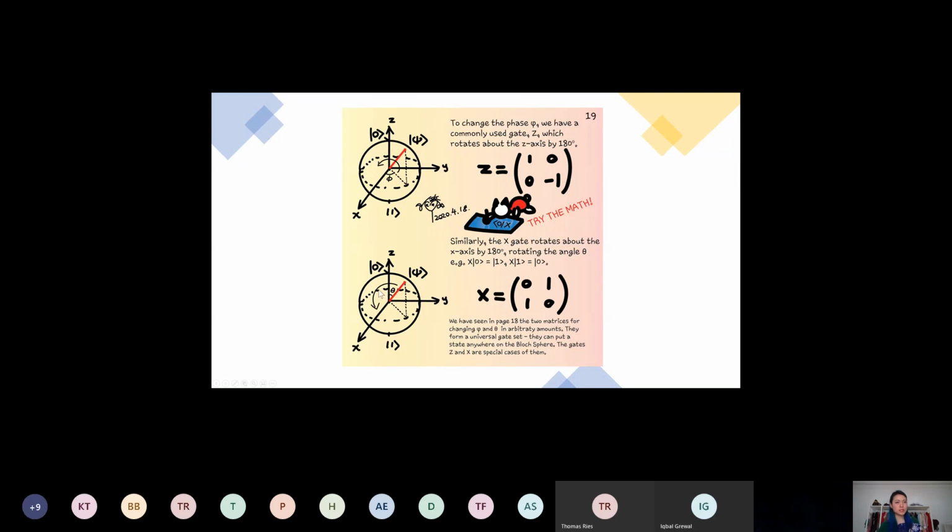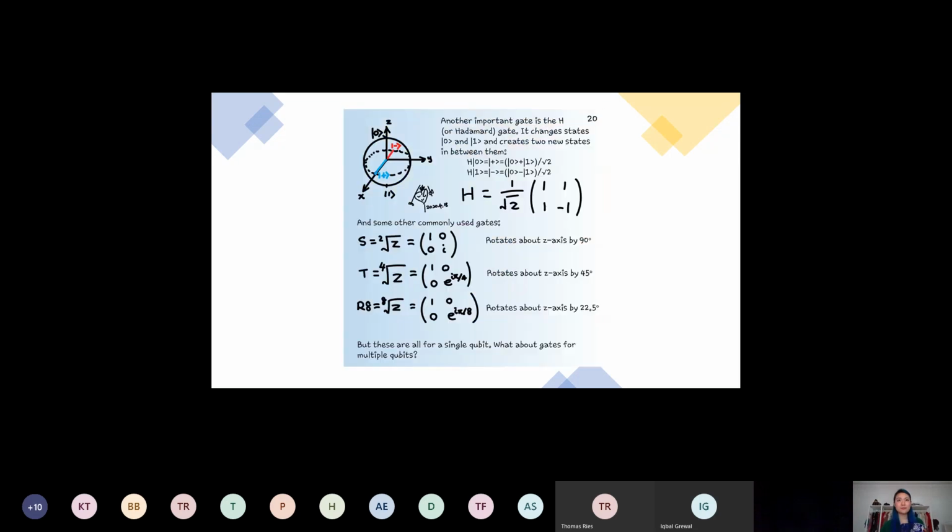We can also rotate x, which is changing theta, and that is by this X gate. So these are just two of the very commonly used gates that are rotating around the axis. And you say, oh, how do I rotate around the y-axis? Turns out that you can actually do that by combining Z and X. So you actually just need these two gates to rotate around different axes.